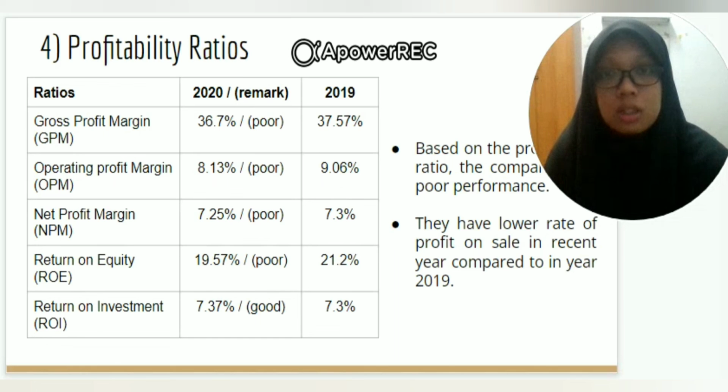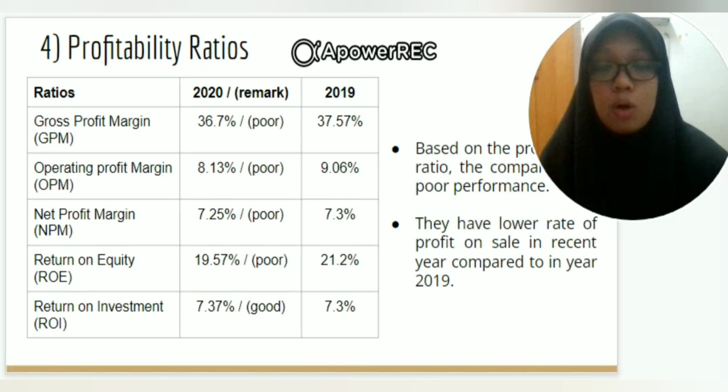Looking at the ratios, in the year of 2020 compared to the year of 2019, the gross profit margin or GPM is 0.87% lower. Next, the operating profit margin or OPM is 0.93% lower. Next, the net profit margin or NPM is 0.05% lower. And then the ROE or return on equity is 1.63% lower.